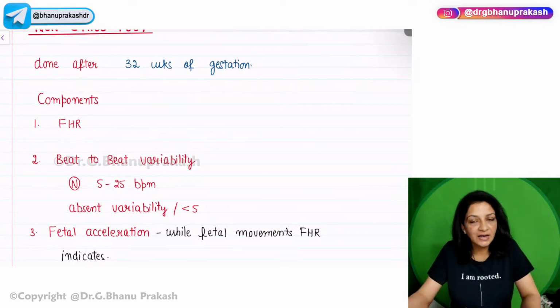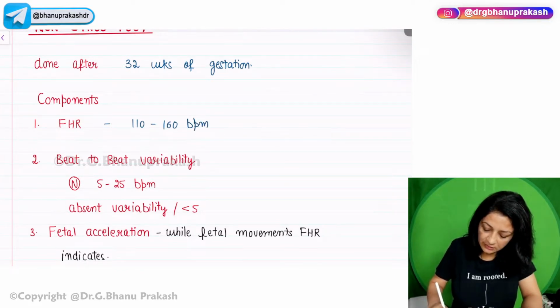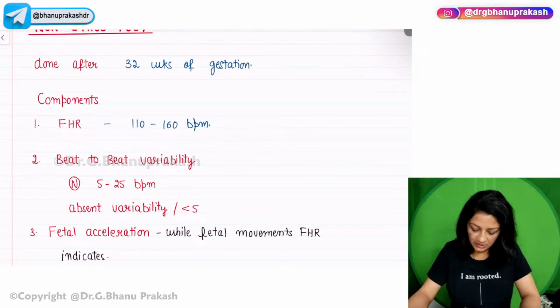First one is fetal heart rate. Second one is beat to beat variability. And the third one is the fetal acceleration. So normal fetal heart rate is 110 to 160 beats per minute. Normal fetal heart rate is 110 to 160 beats per minute.